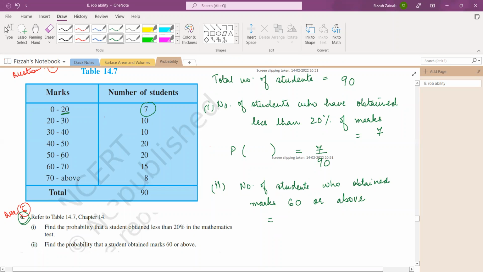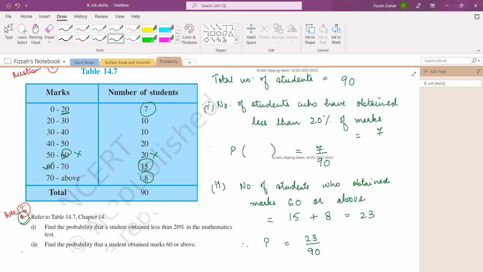So basically this 60 will not be counted here. So we will not take this one. So 60 will be counted from here. So 15 students here, and or above means you have to also take the rest of the students. So 15 plus 8, right? 15 plus 8, which is equal to 23. So therefore, the probability becomes 23 divided by 90. All right? Yes, ma'am. Okay.